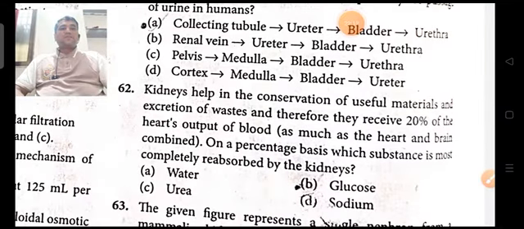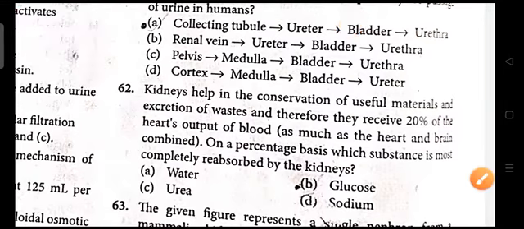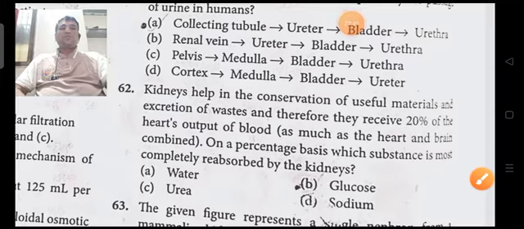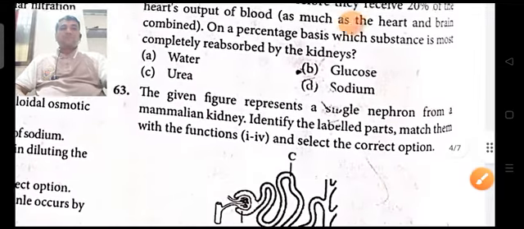Kidneys help in the conservation of useful material and excretion of waste, and therefore they receive 20% of the heart output of the blood, as much as the heart and brain combined. On a percentage basis, which substance is most completely reabsorbed by kidneys? So you can see that the most absorbed component is glucose. Glucose is going to be absorbed in the system.